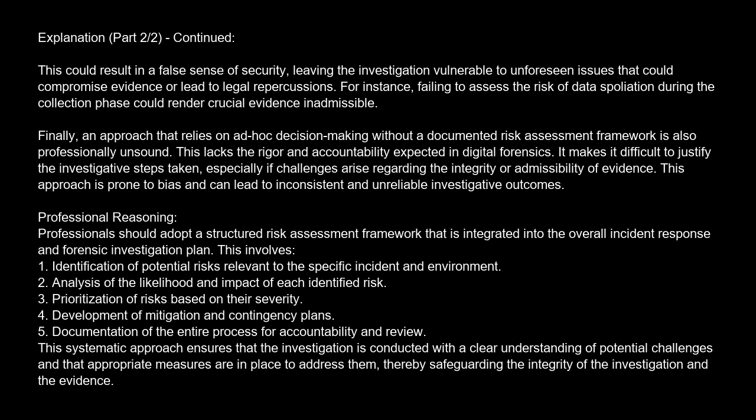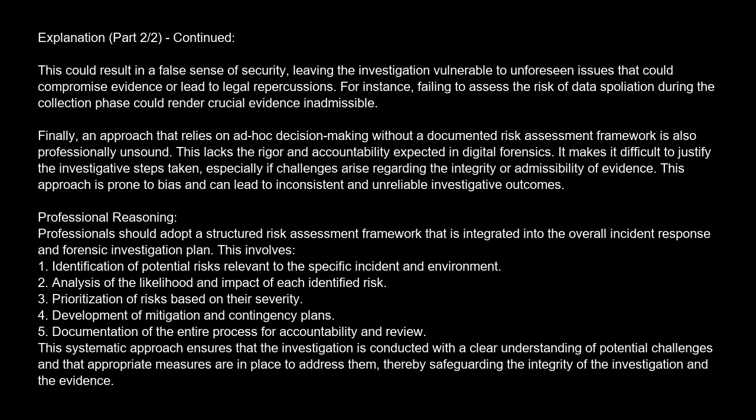Professional reasoning. Professionals should adopt a structured risk assessment framework that is integrated into the overall incident response and forensic investigation plan. This involves: 1. Identification of potential risks relevant to the specific incident and environment. 2. Analysis of the likelihood and impact of each identified risk. 3. Prioritization of risks based on their severity. 4. Development of mitigation and contingency plans. 5. Documentation of the entire process for accountability and review.